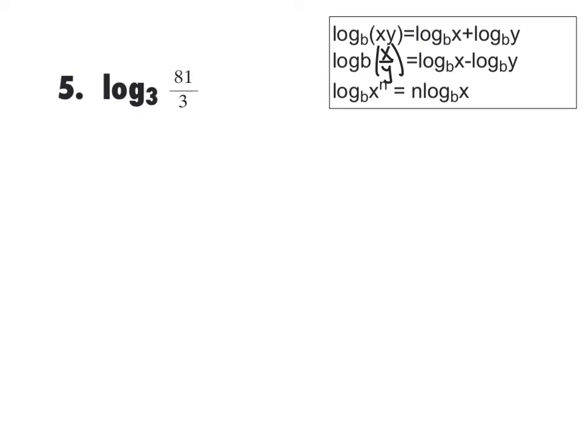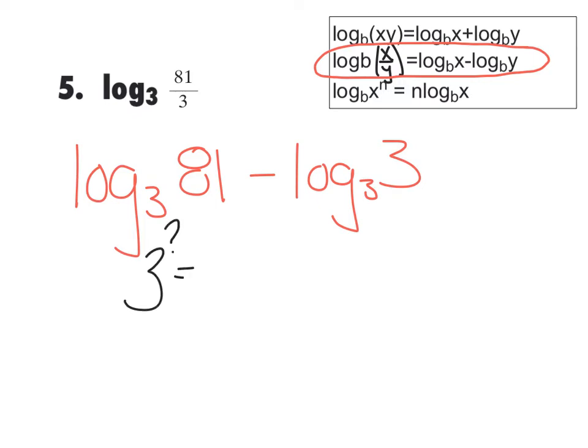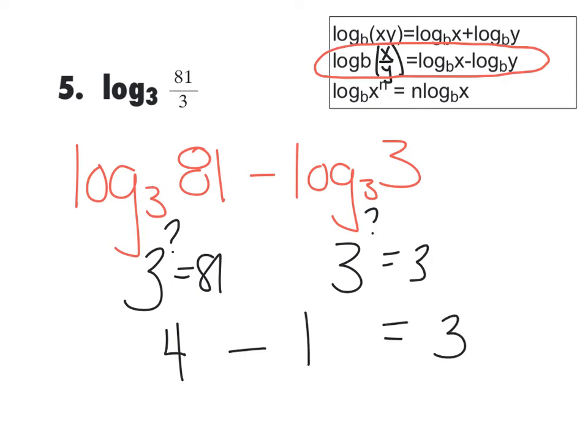Number 5, log base 3 of 81 divided by 3. So I'm going to go right off the bat and say I see a quotient. And think in exponents, when you divide, you subtract. So I know this turns into subtraction. Log base 3 of 81 minus log base 3 of 3. And I can evaluate this because I'm just saying 3 to the what power is 81, and 3 to the what power is 3. So 3 to the 4th is 81 minus 3 to the 1st. So just a nice answer of 3.